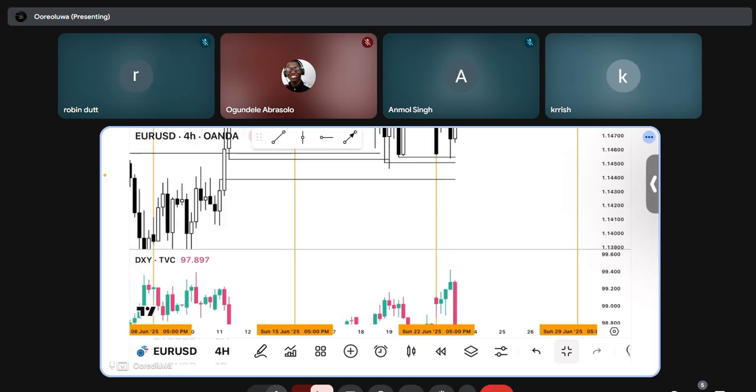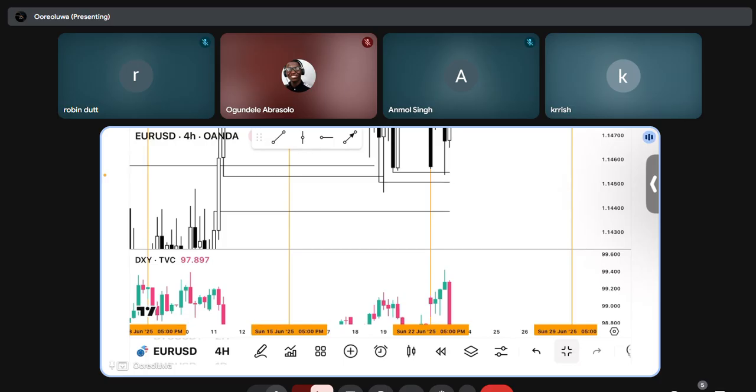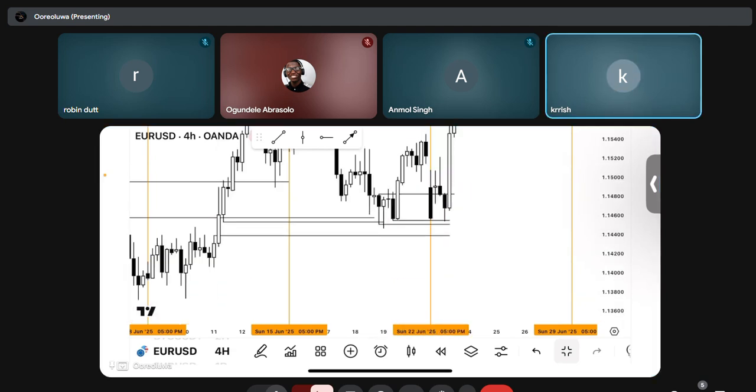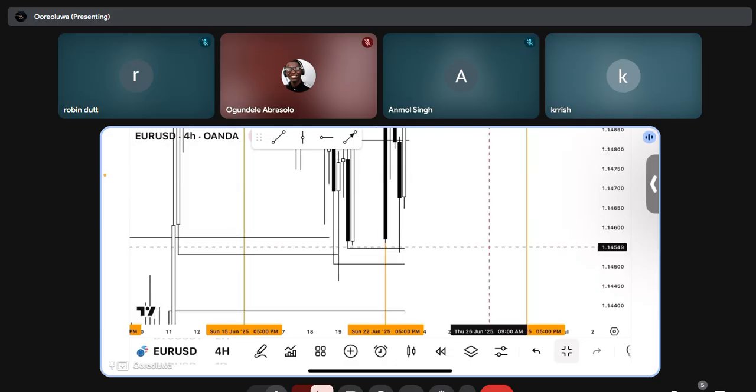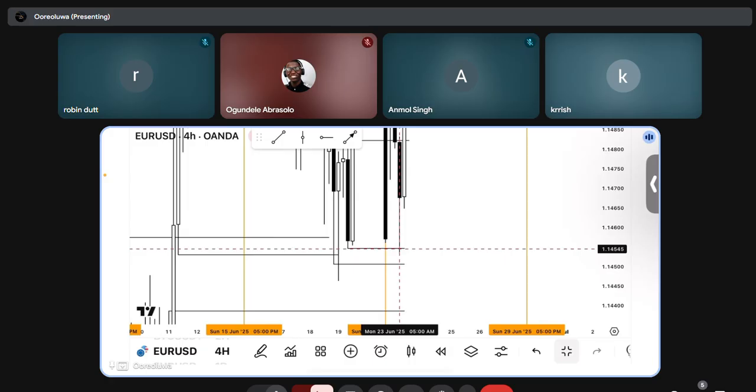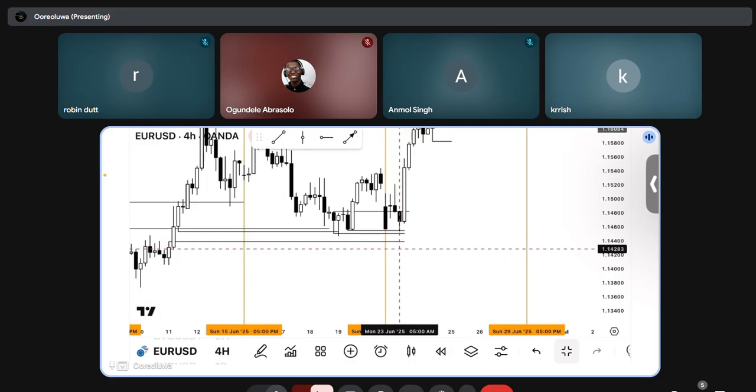Look at it. DXY swept that high, then took a stop on DXY, failure swing on EU. Yeah. So take a buy, boom, to the upside. From here, this is where you take a buy from. Swept this low from here. Now I will show you how you can take this trade on the 15 minutes.